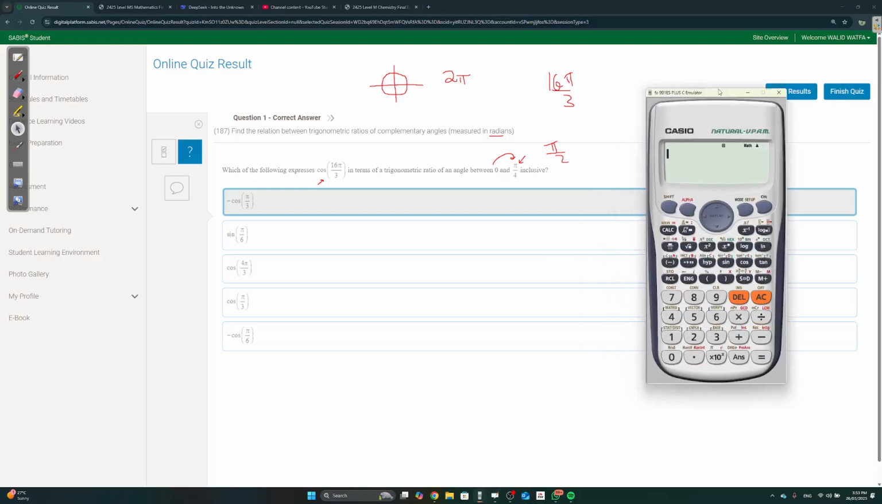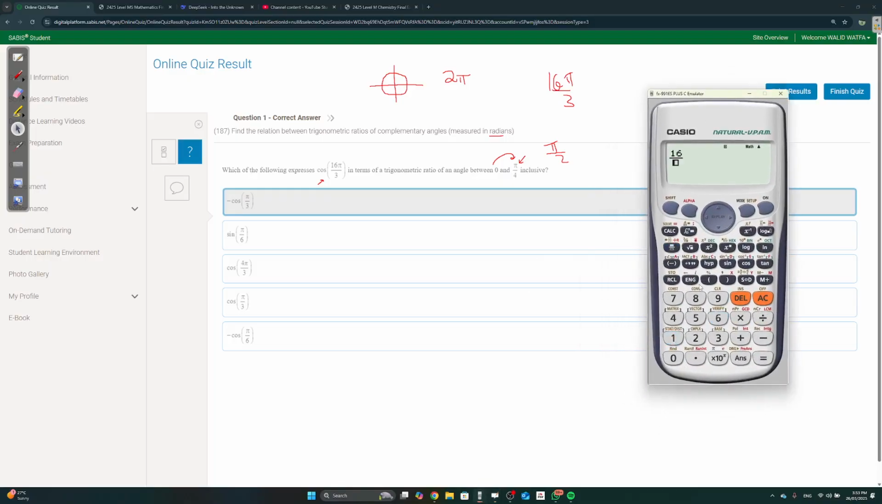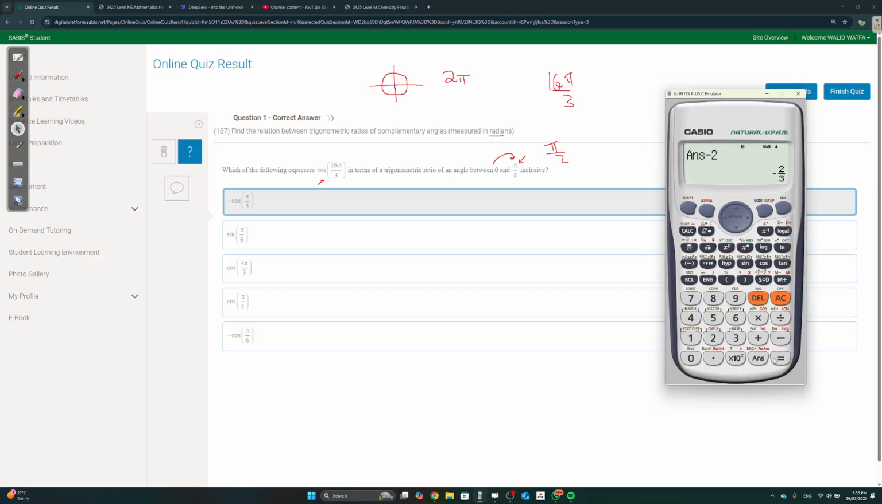So in this situation, I would do 16 over 3 minus 2. Can I subtract another 2? Let's see. Yes, I can. Can I subtract another 2? No, it's negative. So 4 over 3 is where we stop. So this 16 pi over 3 is the same as just 4 pi over 3.